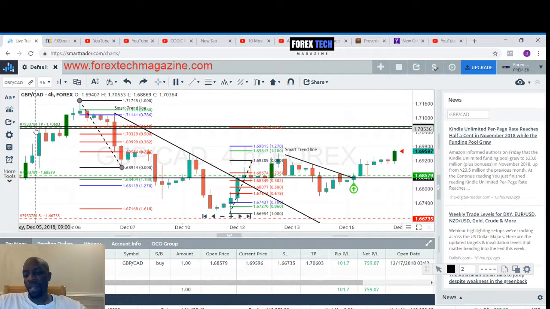So I am up altogether, what's that, 300 and some dollars, which is good for about, what, 20 minutes worth of work yesterday. And I haven't done anything other than just put stop losses in place and just let this currency pair play out. So that's pretty good.